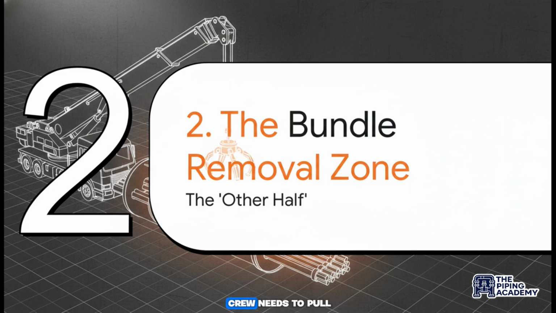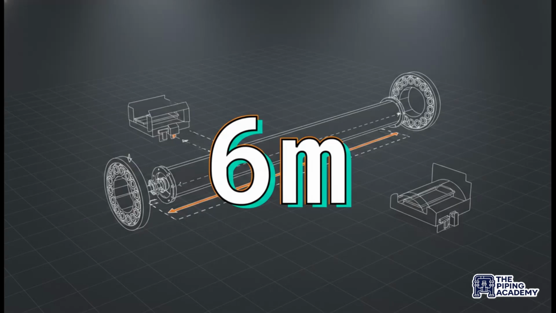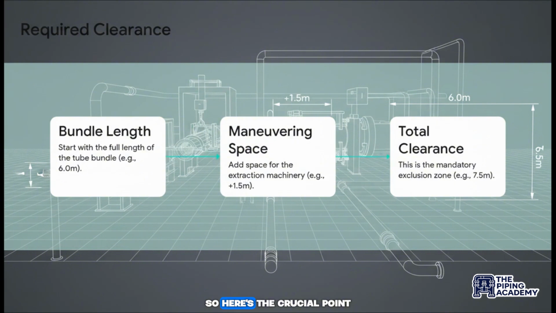See, when the maintenance crew needs to pull that bundle, they don't do it by hand. They bring in a massive piece of specialized equipment called a bundle puller, which is basically a truck or a crane attachment that latches onto the tubes and just drags the whole thing out horizontally. So to make this real, let's just think about a typical tube bundle. It's often around 6 meters long. That's about 20 feet. As the designer, your job is to treat that entire extraction path as mandatory, protected, completely clear space.